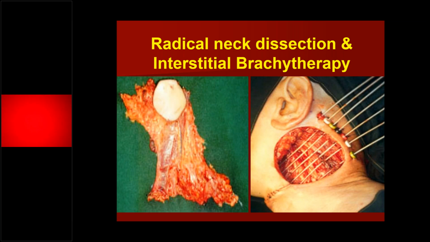So in radical neck dissection, you are removing the specimen. As I told you, the sternocleidomastoid is removed, the internal jugular vein is removed, and the spinal accessory nerve is also removed, along with the other lymphatic structures. And then later on you go for interstitial brachytherapy. So in between the tissues you are putting interstitial brachytherapy.